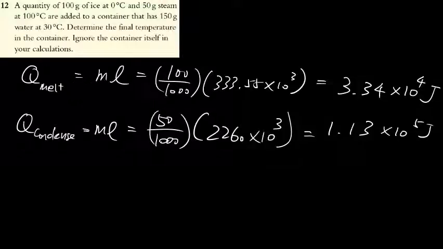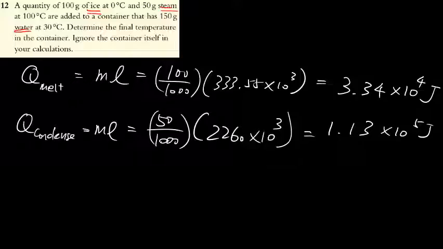If you are happy with the previous question, we can move on to this one, because this one is like a more advanced version of the previous one. So basically the problem is having the ice and the steam and also the water mixed together, all together in one container. So you need to find the final temperature, which is very exciting for me.